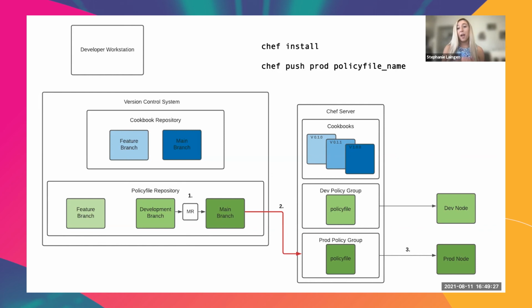And then automatically, when our prod node next checks in, it's going to run those new cookbook changes that have already been tested on dev. And that's it. Pretty easy, only 3 steps.